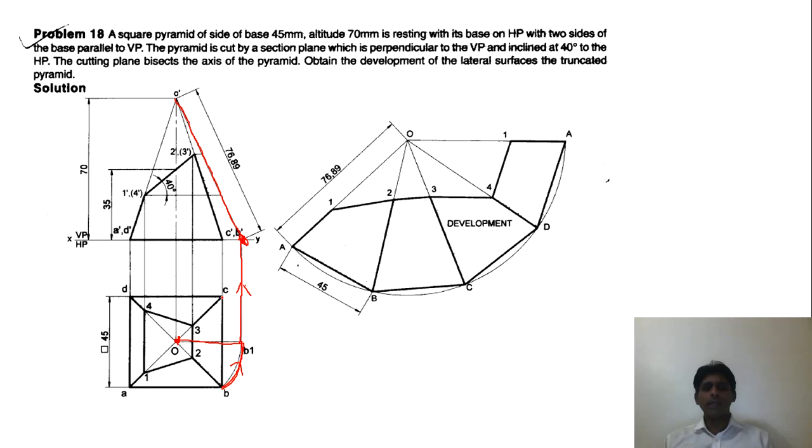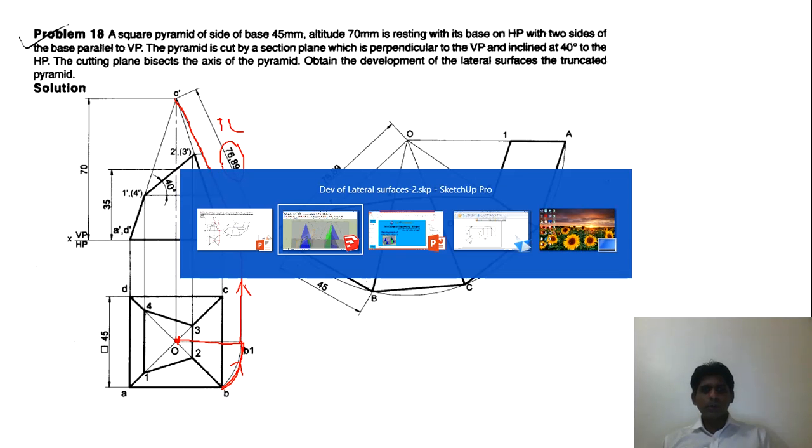Or you can take arc from here also, absolutely no problem. So this is the true length. In this case it is 76.89 is the true length. So let us try to do this problem in the software so that it will be more clear.